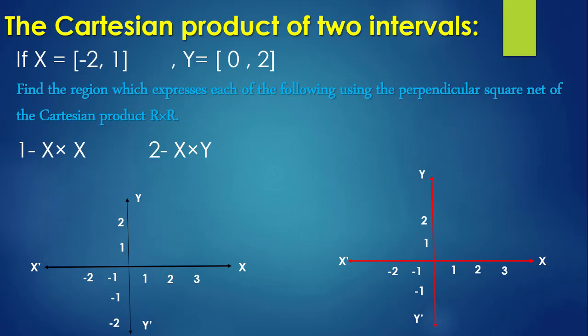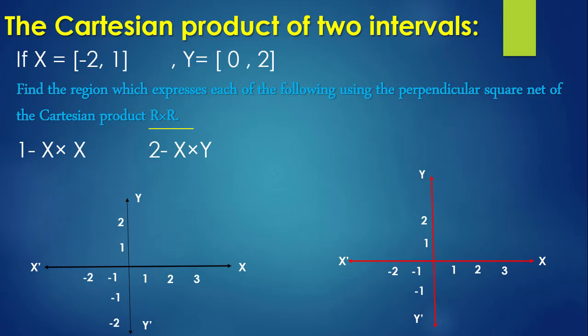Okay, so let's take an example. If x equals -2 and 1, y is 0 and 2. Find the region which expresses each of the following using the perpendicular coordinates of the Cartesian product R by R.